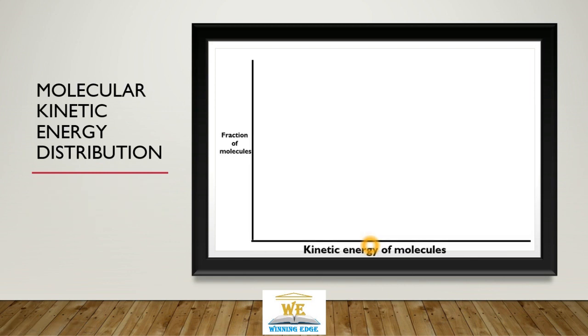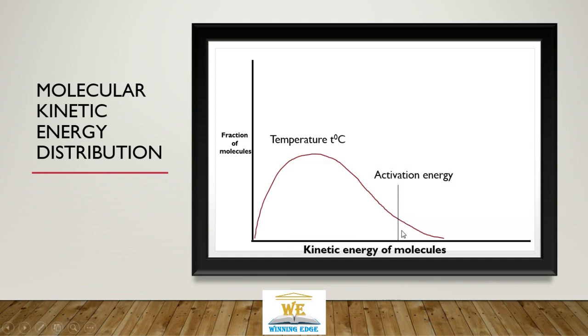Again, let's try to understand it. This is at temperature T, and only molecules with energy higher than activation energy, only these many molecules having energy greater than activation energy, can be converted into products. That's the activation energy barrier.